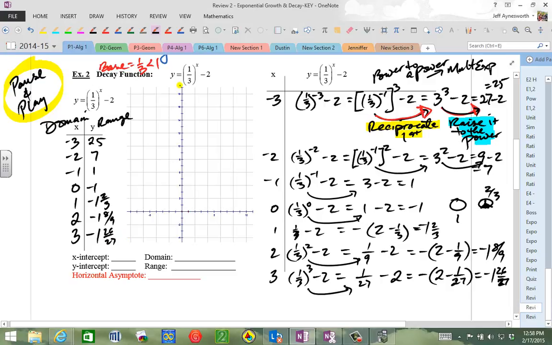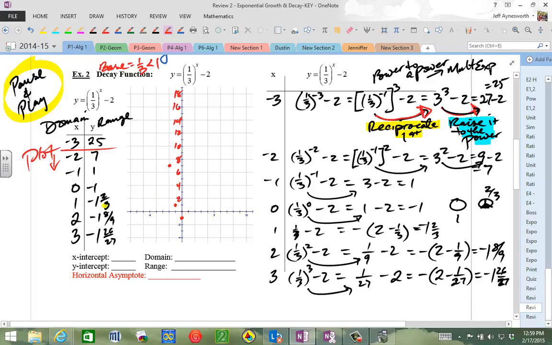Now you start plotting them all. So here we go. Left 3 up 25. Okay, I won't graph that one, I'll start here, because I don't want to change the scale. Negative 2 comma 7 is left 2 up 7. That's 2, 4, 6, 8, 10, 12, 14, 16, 18. So left 2 up 7 right here. Left 1 up 1 right here. 0 comma negative 1 right here.